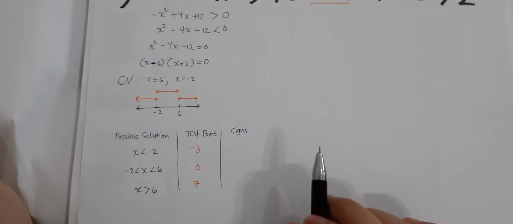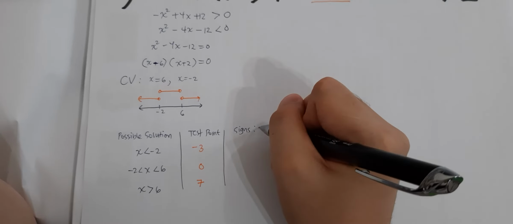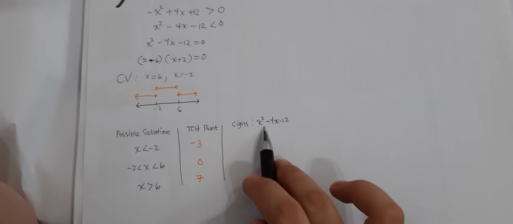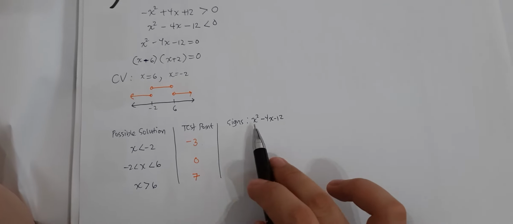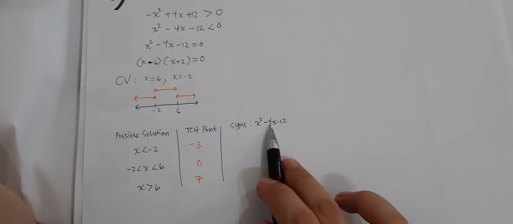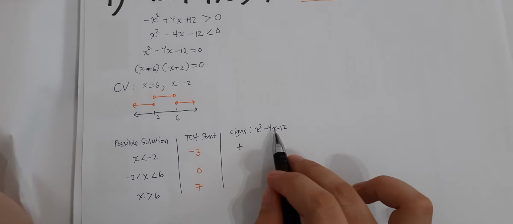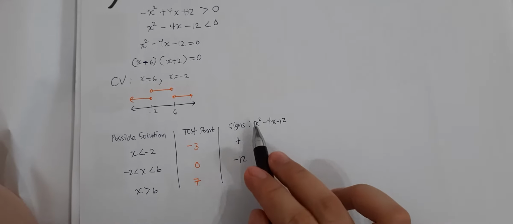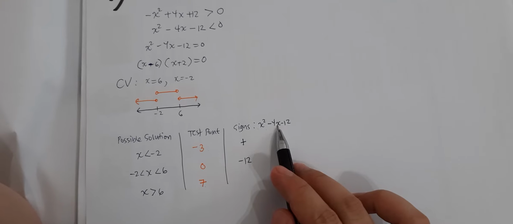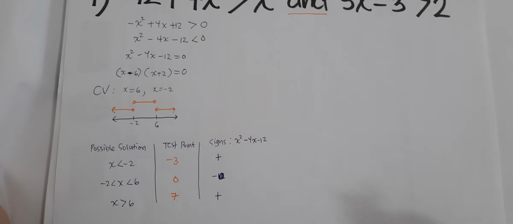Now, if you don't want to use these factors, you can use directly your inequality. So inequality of x squared minus 4x minus 12, and just simply substitute your values of x here. So if it's -3, this will be 9 plus 12 minus 12. So this will be positive. If it's 0, so -12. If it's 7, 7 squared is 49 minus this, which is 28. Sorry, I should get the sign only.